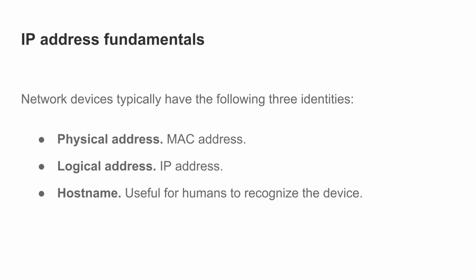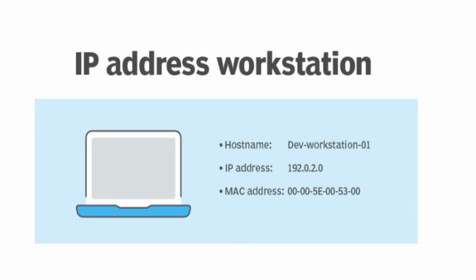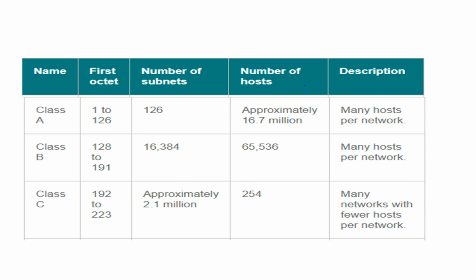Network devices have 3 primary identities: the physical address or MAC address, the logical address or IP address, and the host name, which is a recognizable label for human use. Here is an example of an IP address workstation, showing the host name, IP address, and MAC address, illustrating the 3 common identifiers.